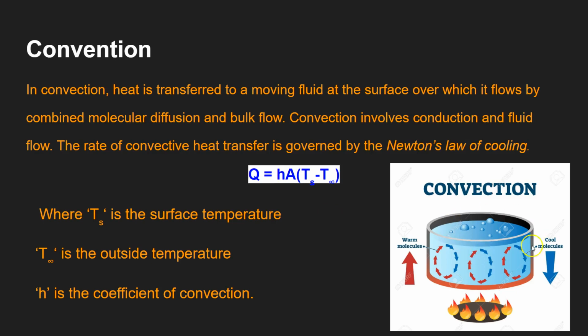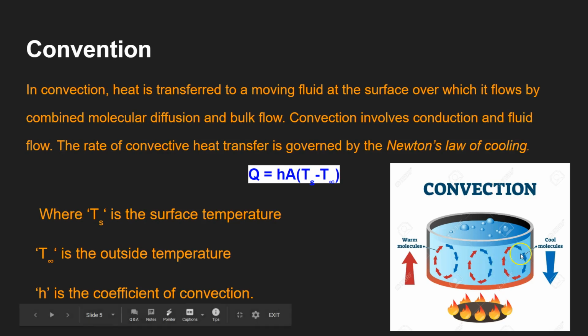And here on the right hand side you can see how the warm and cool molecules flow when the heat is given to the pan. So convection is a transfer of heat from one place to another by movement of fluids. And this convection is usually the dominant form of heat transfer in liquids and gases.